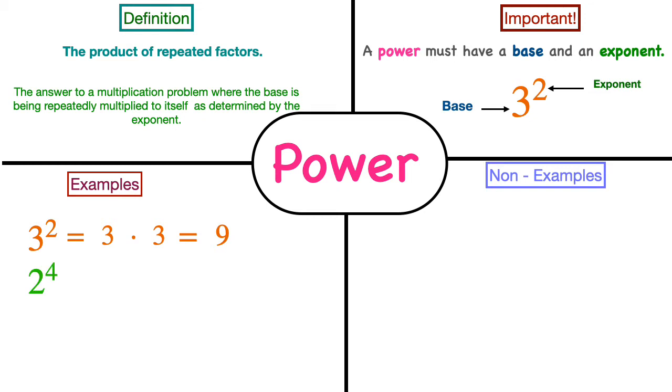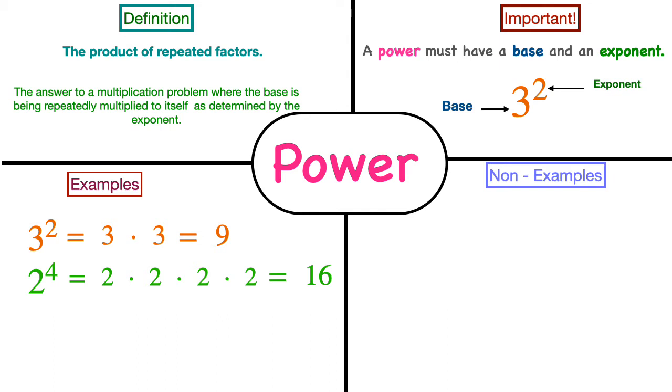We have another power, and again we read it from left to right, starting with the base, so 2 to the 4th power. So in order to find out what the value of 2 to the 4th power is, we're going to take that base of 2 and we're going to multiply it 4 times. So we're going to start with 2 times 2 is 4, 4 times 2 is 8, and 8 times 2 gives me 16. So the value of 2 to the 4th power is 16.